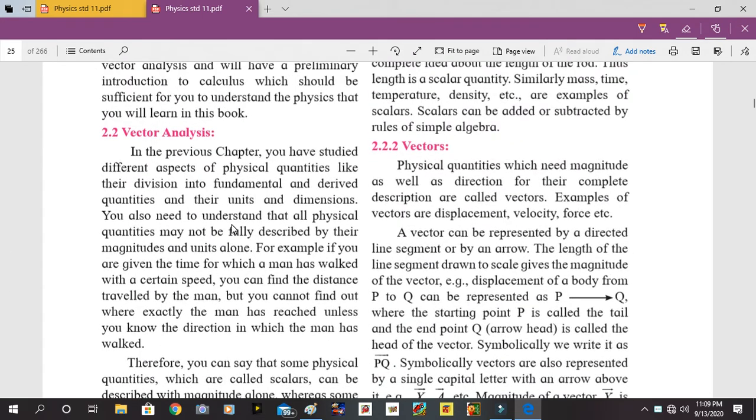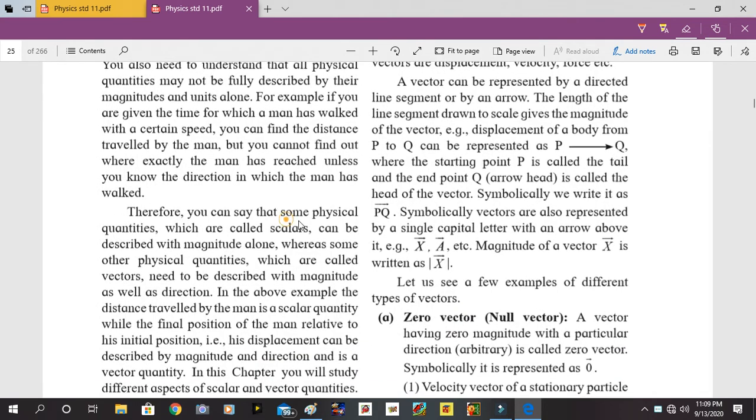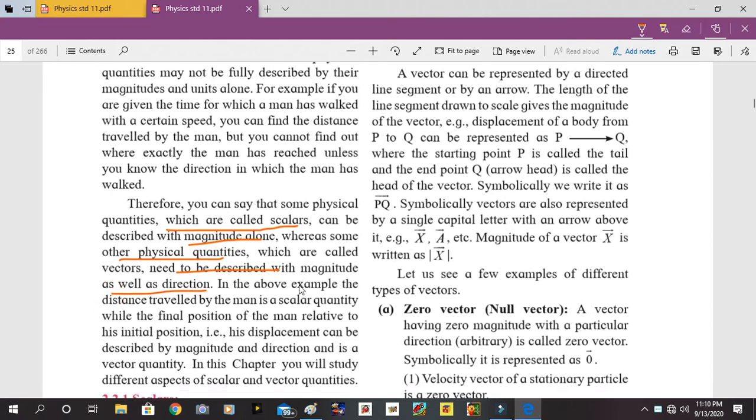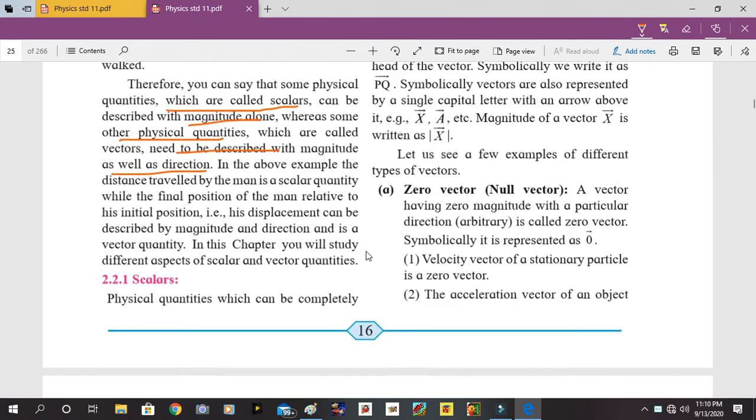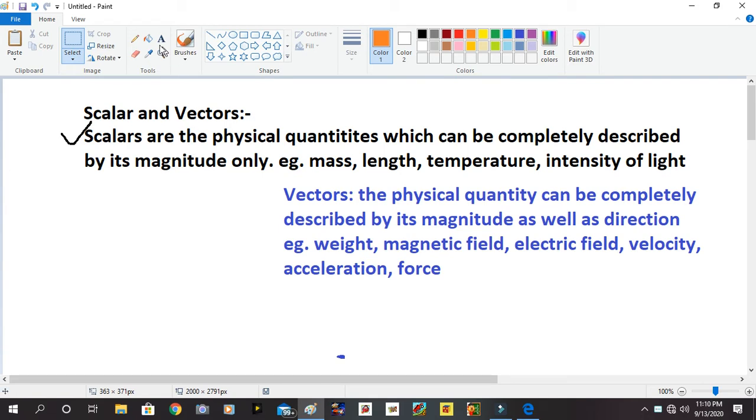So what is vector? Vector analysis. Here I will say some physical quantities which can be completely described by magnitude are called as what? The scalar. They can be completely described with magnitude alone, whereas some other physical quantities, which are called vectors, need to be described with magnitude as well as what? Direction. So here we are going to learn about vectors in detail.